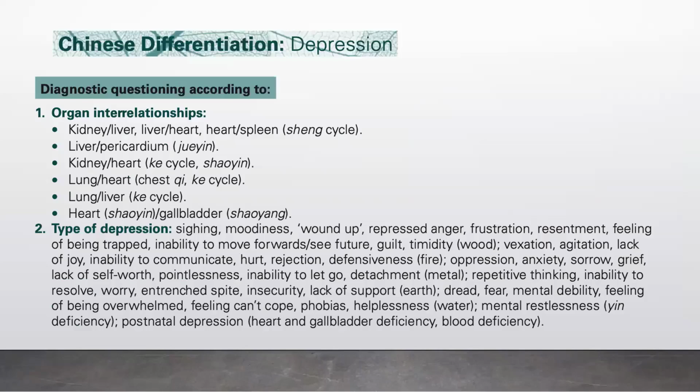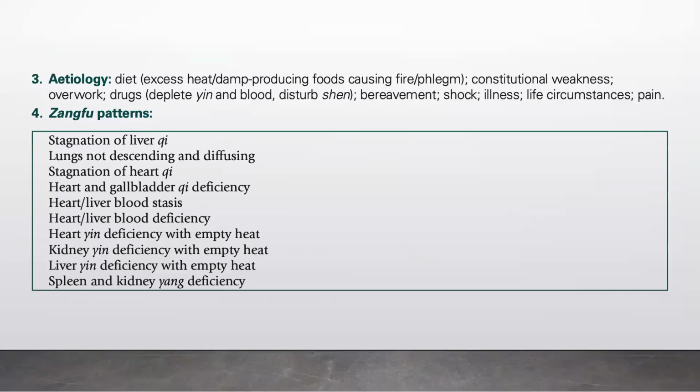Mental restlessness indicates yin deficiency, postnatal depression, both heart and gallbladder deficiency, and blood deficiency. Etiology is first due to diet, such as consuming excessive damp and heat-producing foods causing fire and phlegm. A constitutional weakness, it could also be due to overwork, or taking of drugs which deplete yin and blood and disturb the shen. It could also be due to bereavement, shock, illness, life circumstances, and pain.